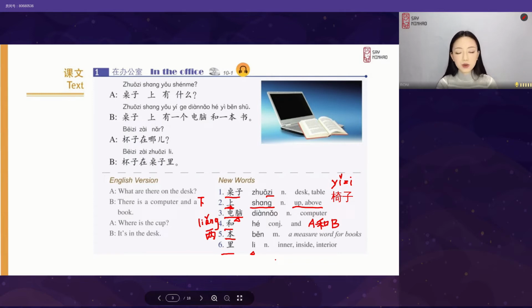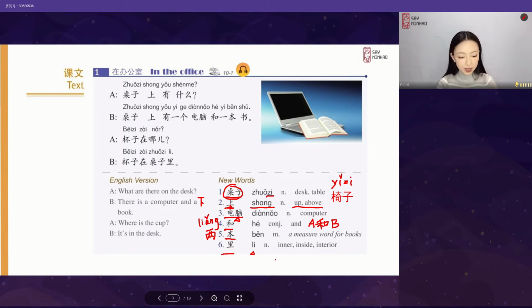So how to say in school? It is 学校里, very good. And in hospital is 医院里, the word we learned in the last lesson. And how to say in the desk? We just learned it. It is 桌子里, right? 桌子里. How to say inside the computer? It is 电脑里.